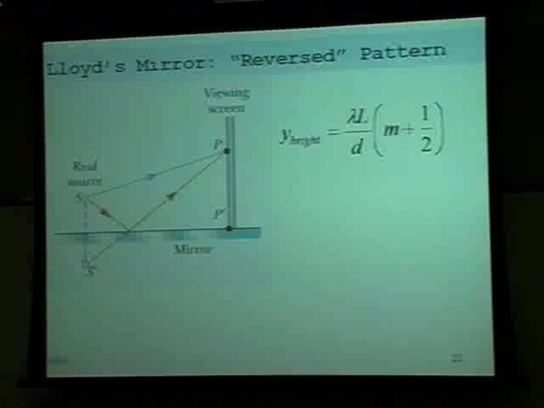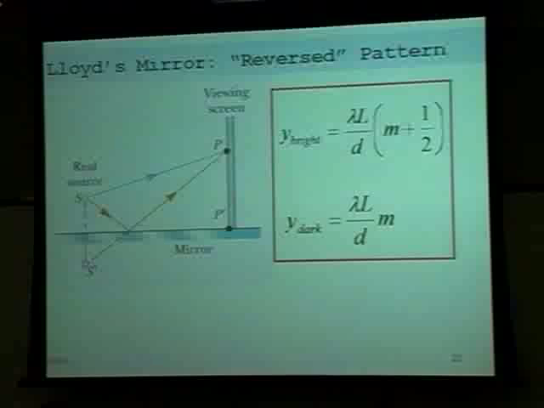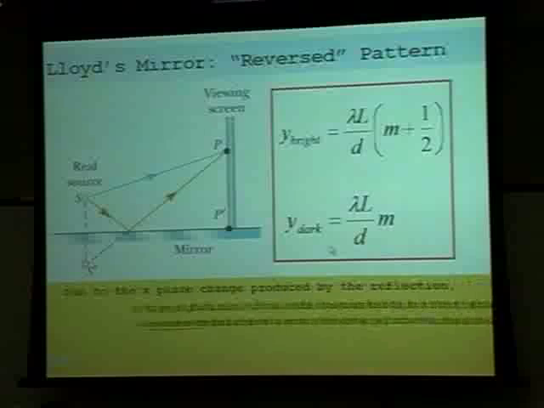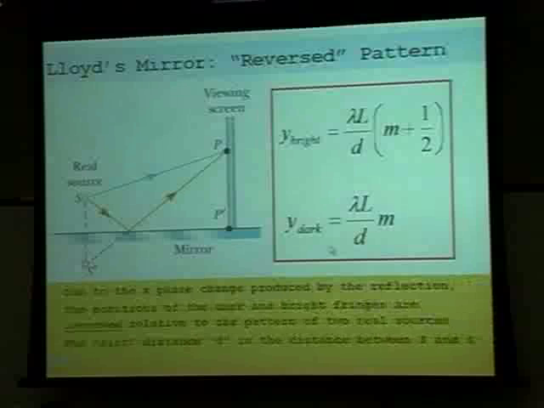So our equations are reversed from what they were for two single sources that did not have a phase reversal, that were coherent and monochromatic, or this what's called Lloyd's mirror. So the bright fringes take on the form of what we had for the dark fringes before, and vice versa, because of this phase change.